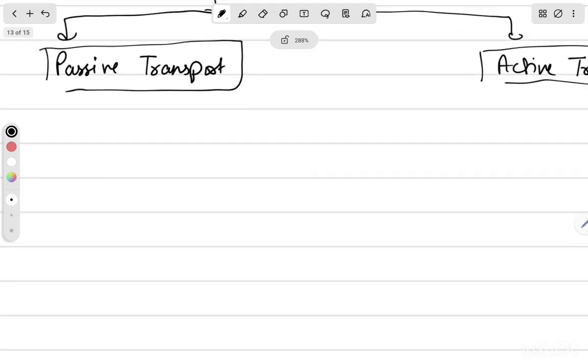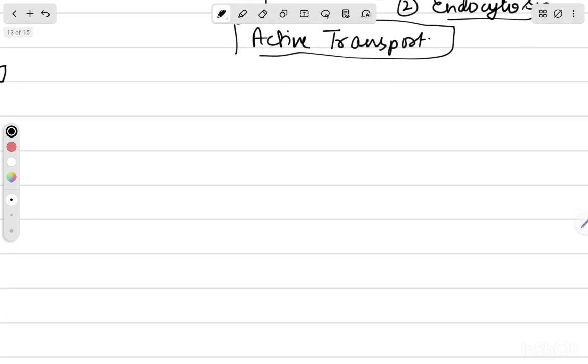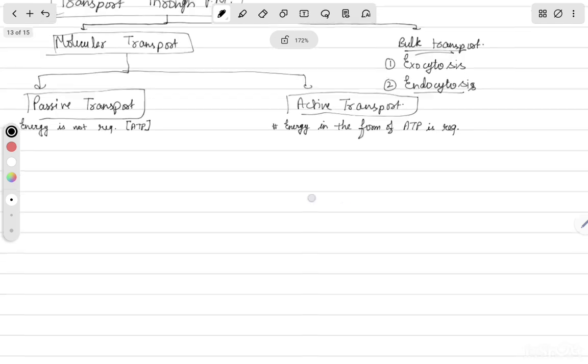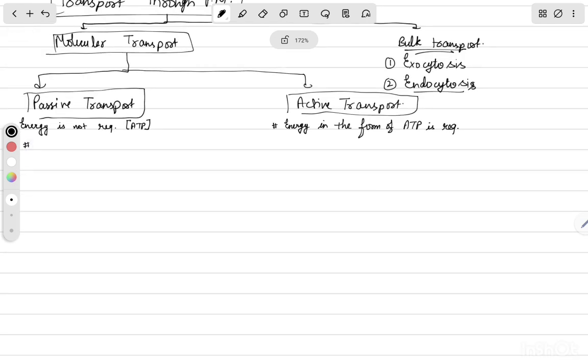Now, what do you understand by passive transport or active transport? Passive transport means energy is not required. Energy means in the form of ATP molecule. If ATP is not required for the movement of any molecule, then that type of movement is passive transport. And in active transport, energy in the form of ATP is required, right?